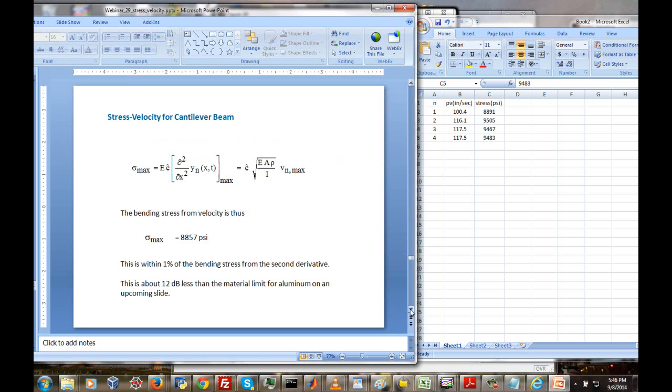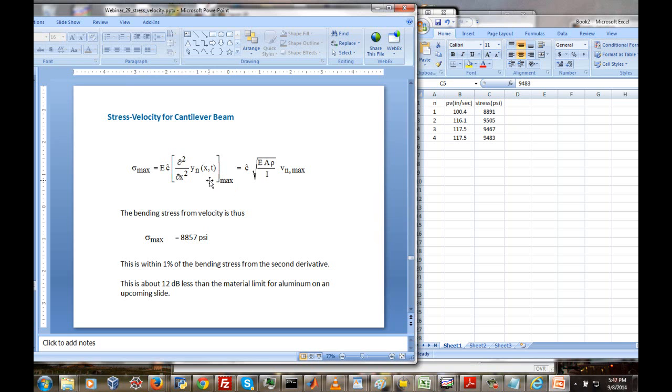So here's the stress-velocity relationship for our cantilever beam. And actually this relationship should hold for all beam boundary conditions. So we have the maximum bending stress here, and then it's equal to the modulus of elasticity, and C hat is the distance from the neutral axis to the outer fiber. Then this is the second derivative of the modal displacement. And I have max here. These are all going to be the maximum values.